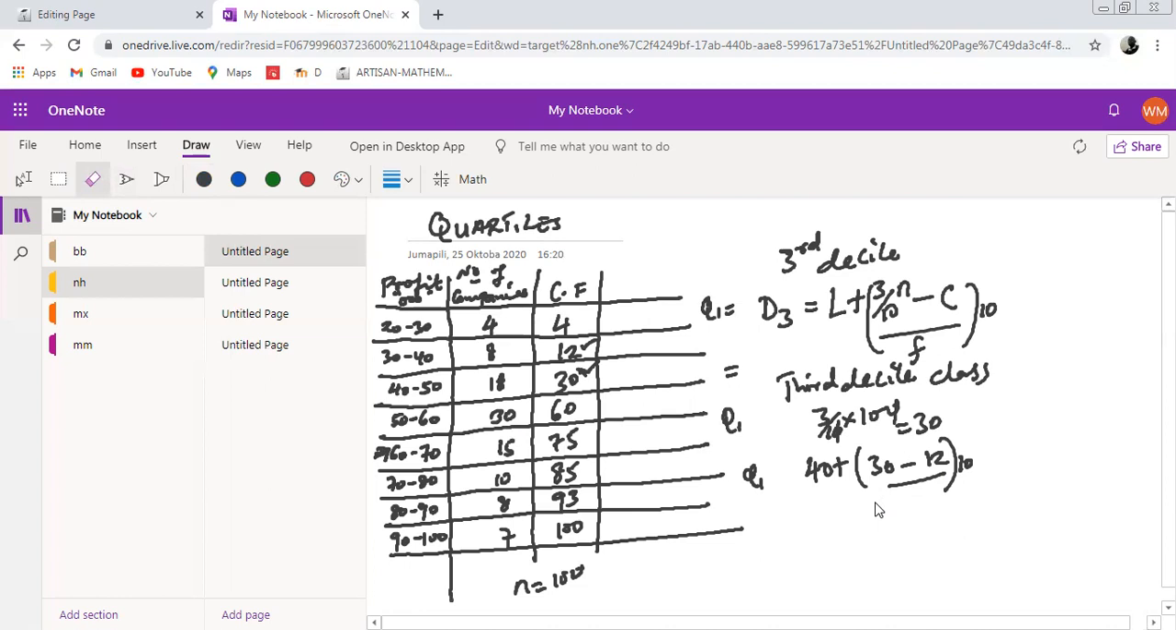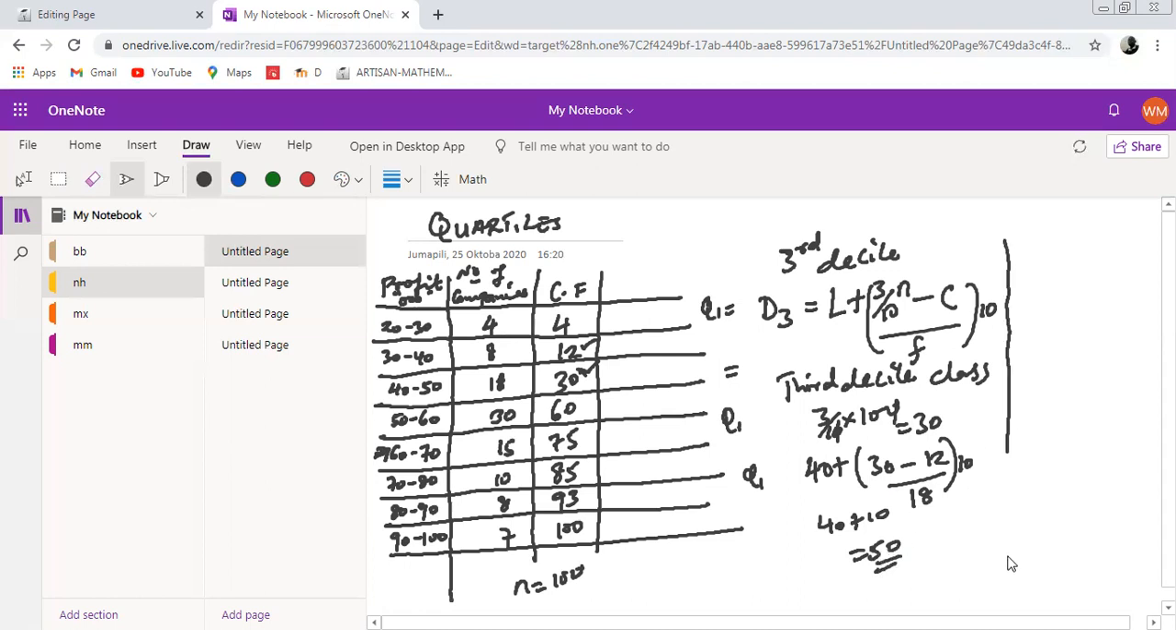This one is 18. Then we multiply by 10. So you are going to realize that if you work out this part, you are going to find that 30 minus 12 is 18. 18 over 18 is 1. 1 times 10 is going to be 10. So we are going to have 40 plus 10, which is actually 50. So the third decile is actually 50.